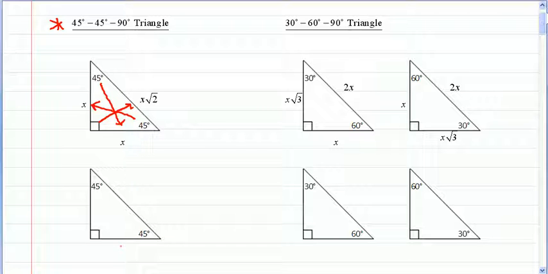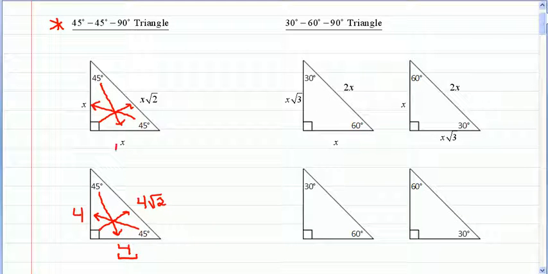So in this triangle below, if I had labeled this side 4, that means across from 45 degrees is 4. Across from this 45 degrees will also be 4. But then across from the hypotenuse would be 4 root 2. So this 4 corresponds with this x. So x is automatically 4, and every x in this triangle is equal to 4. So you just replace each of the x's with 4 once you find the value of x.